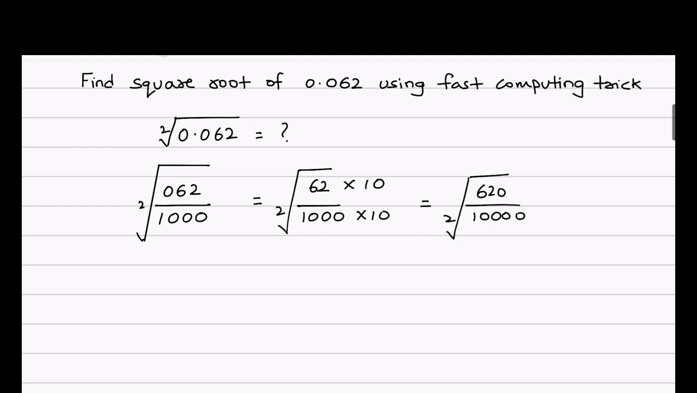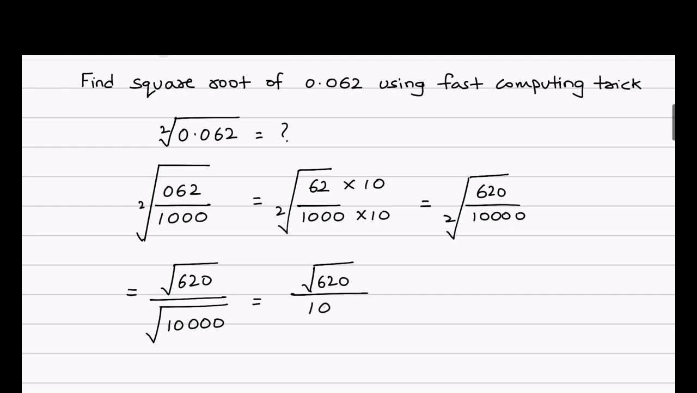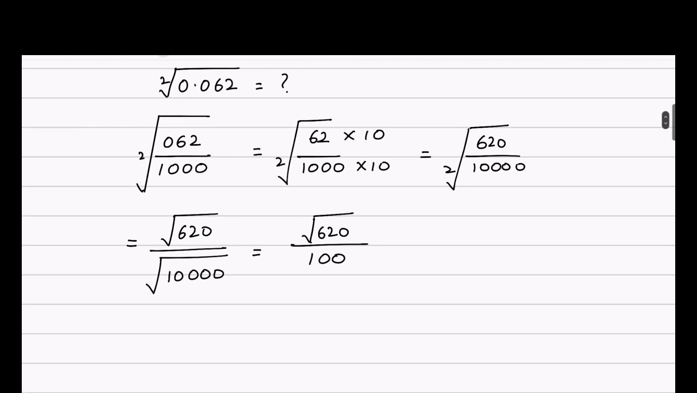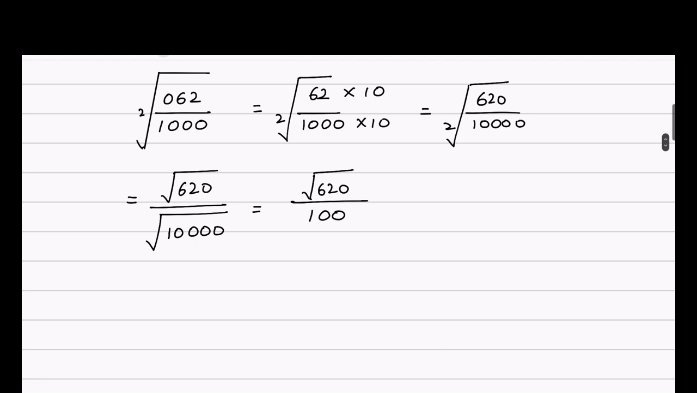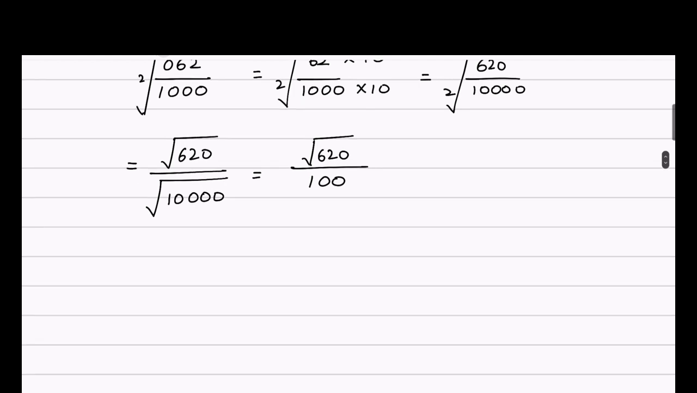Now this can be written as the square root of 620 upon the square root of 10,000. The square root of 620 is as it is, we need to find the value, and the square root of 10,000 is 100. So we will leave it here. Now we will derive the value of the square root of 620, that is the numerator.